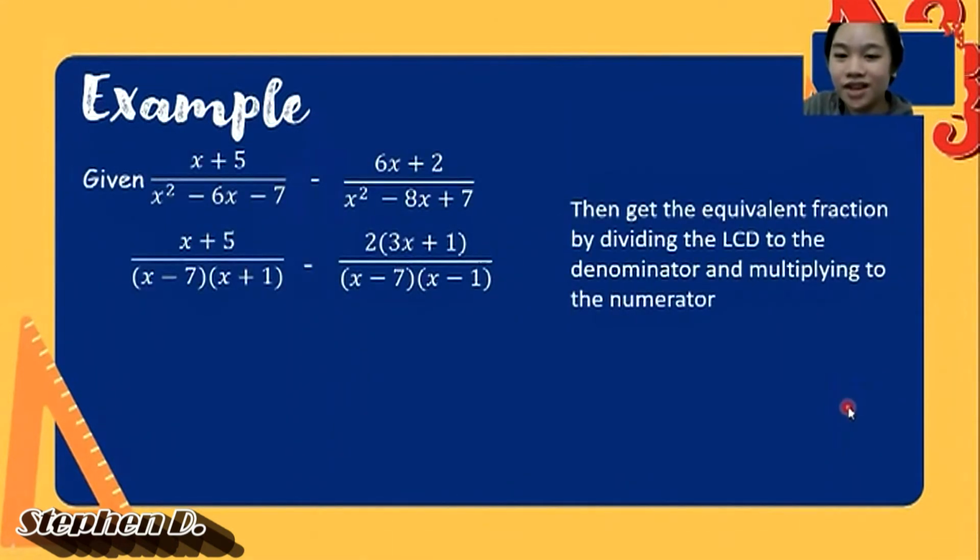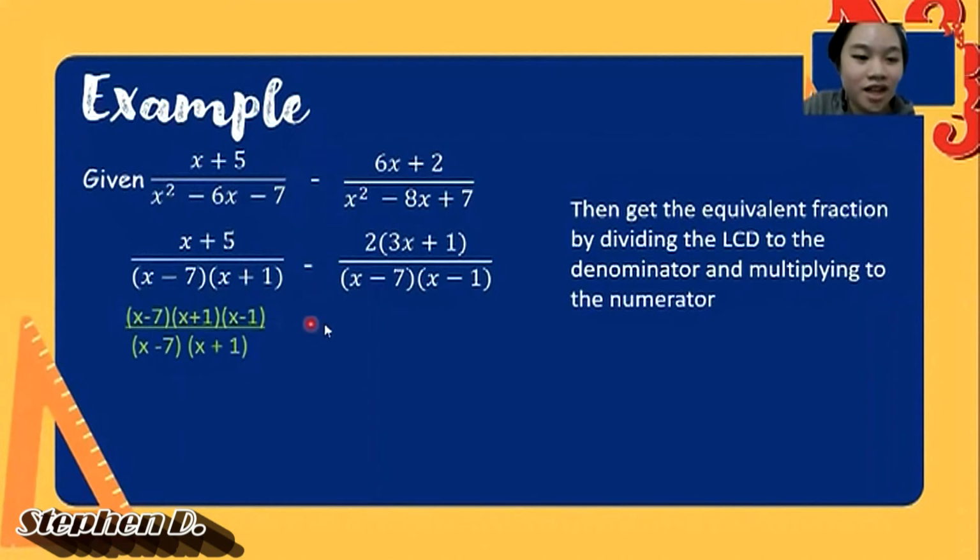Then get the equivalent fraction by dividing the LCD by the denominator and multiplying to the numerator. So again, we have our LCD, the quantity of x minus 7 times the quantity of x plus 1 times the quantity of x minus 1, divided by the denominator of the first term, which is the quantity of x minus 7 times the quantity of x plus 1. So we divide out the common factors or cancel the common factors. So here they both have x minus 7. We cancel that out. And they also both have x plus 1. So we take that out as well.